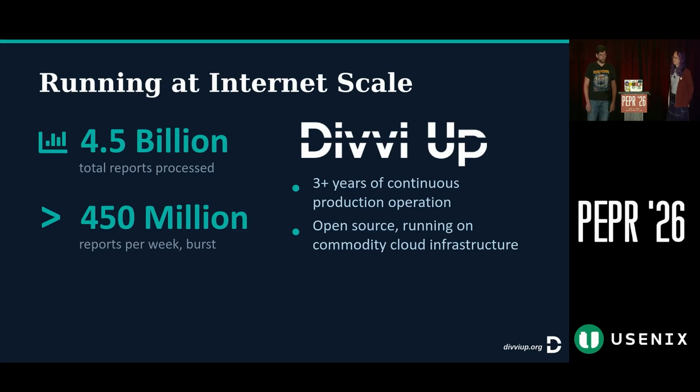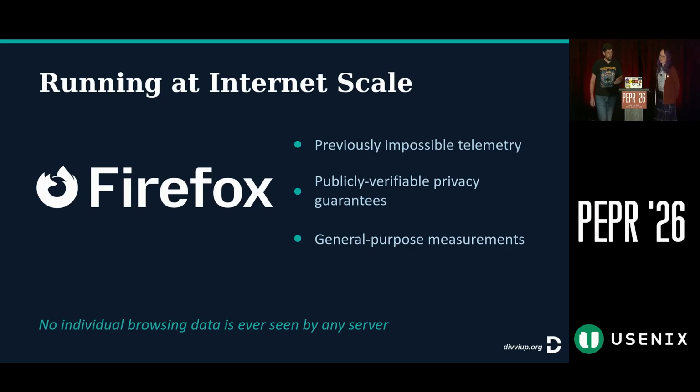The infrastructure in use here is not exotic. USENIX, which is our implementation of the aggregator, is a very standard Rust web service, and it runs on commodity cloud infrastructure. This is not a bespoke research setup. This does not require constant attention from a legion of PhD students. It's production software running on the same kind of extremely boring infrastructure that you would use for any scalable web service.